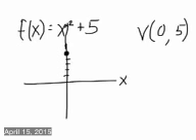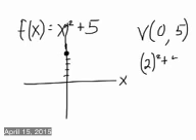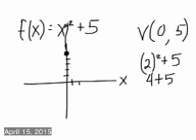Pick a number. 2 I heard first. If I put 2 in for the x, what's 2 squared? 4. Plus 5 is 9. So that means I go over 1, 2, and I go up 9. 1, 2, 3, 4, 5, 6, 7, 8, 9. Which, if you don't know what movie that's from, you will soon.